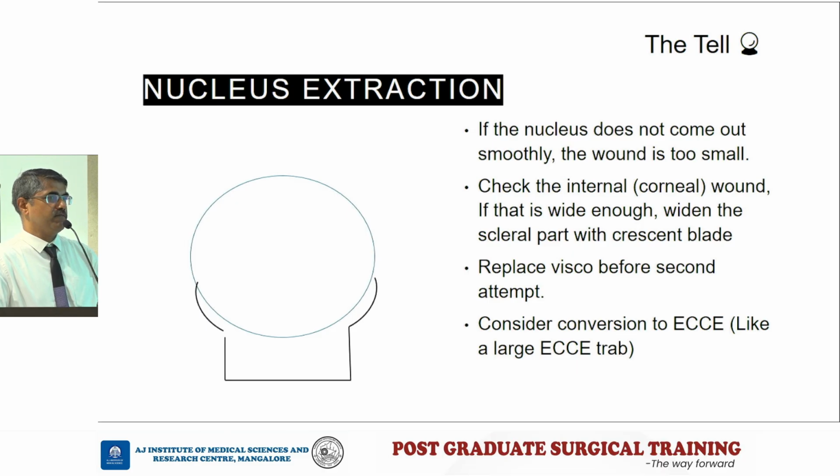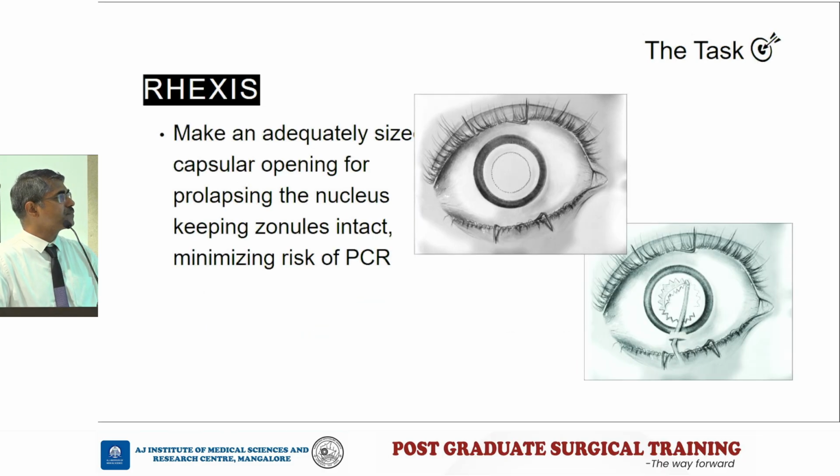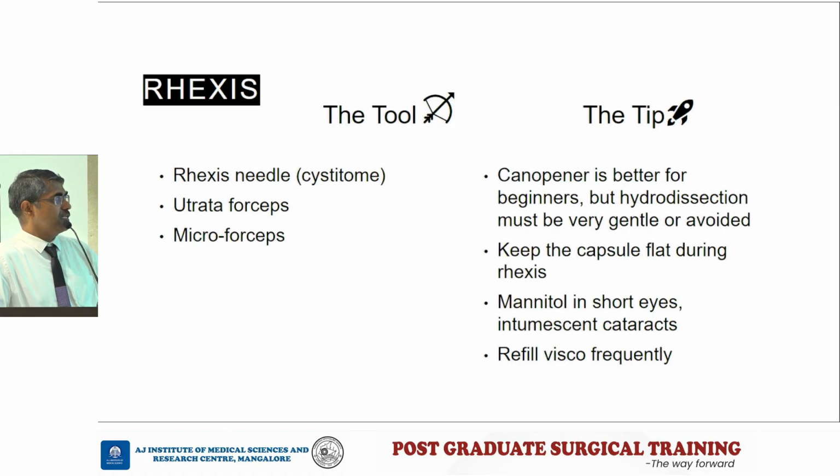So you need to think which would be the easiest way to suture. When you do the rhexis, you want a large enough rhexis to take out the nucleus. It doesn't matter which way you do it. You can do a can opener or you can do a rhexis. Generally speaking, you can use the rhexis needle, forceps or the microforceps.